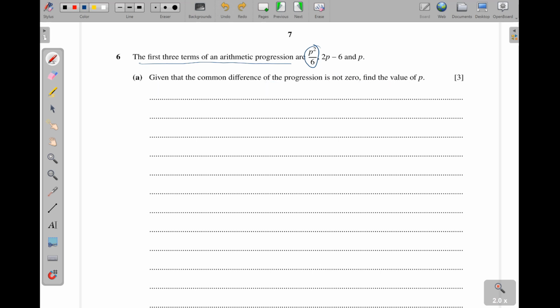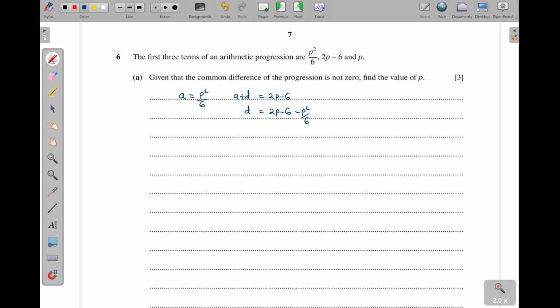Okay, now, we know that the first term of an AP is a, which is now p squared over 6. And then the second term is a plus d. Now this one is 2p minus 6. So that means I can be in position to get d. So d is going to be 2p minus 6, then minus this a here, which is p squared over 6.